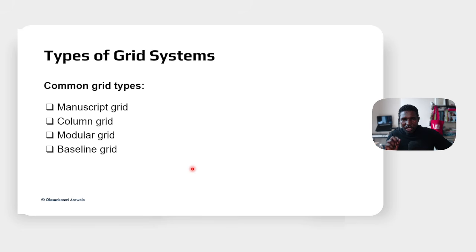Each grid serves a different function, and we have different types. We have the manuscript grid, the column grid, the modular grid, and the baseline grid. Take note of these things. I'll show you each of them in a bit. The manuscript grid is for text-heavy pages. The column grid is for newspapers and magazines, and the modular grid is for complex mixed content. The baseline grid is for vertical alignment control.